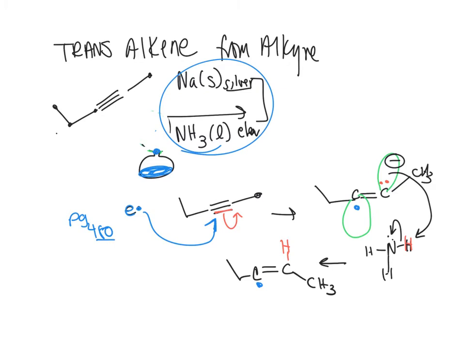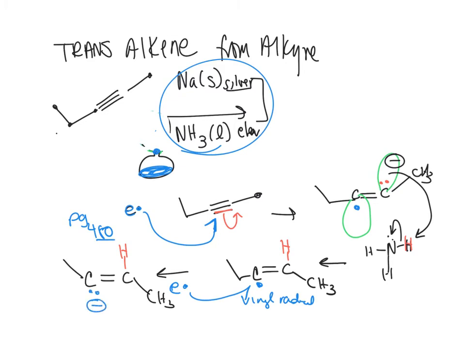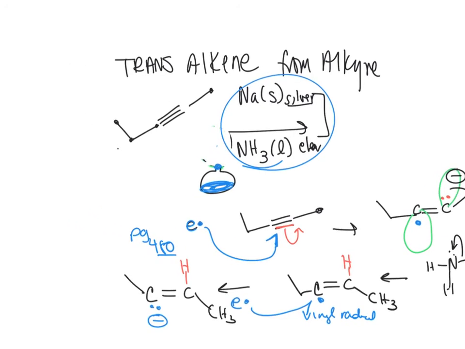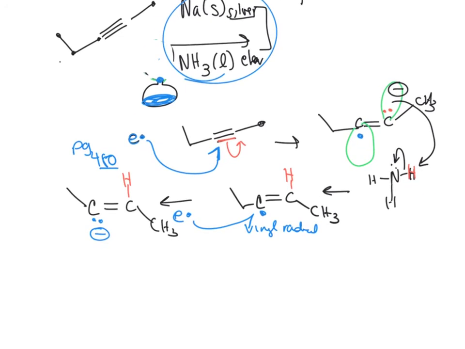Whenever you have that, this is called a vinyl radical. And then the next electron will add here, your fishhook arrow here, and then you get hydrogen here, CH3 here, and now you have the anion here. And when you have that, then it will pick up another hydrogen from the ammonia. So your hydrogen source is from ammonia.